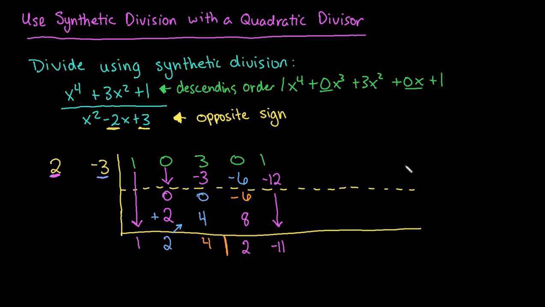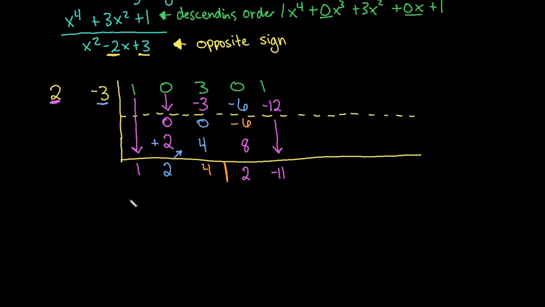So now our final step is to write our answer. My answer would have 1x squared, because remember I started with degree 4 and I'm dividing out 2 of them, so it makes sense that 2 times 2 on my exponents would give me 4. That's why I started there. And then we go in descending order, so my next one would be 2x, and my next one would be my constant term.